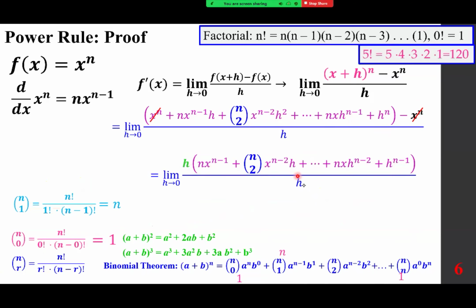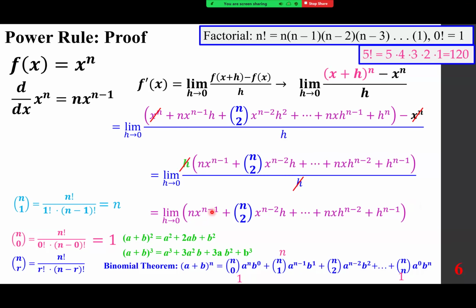And so now this h cancels out this h, and you're left with what we have in the parentheses: the limit as h approaches 0 of this expression. This one doesn't have any h, so that is the answer. And then this one has h, this goes to 0. Everything goes to 0 because it involves h, except the first one. And believe it or not, that's the proof. And we are done.